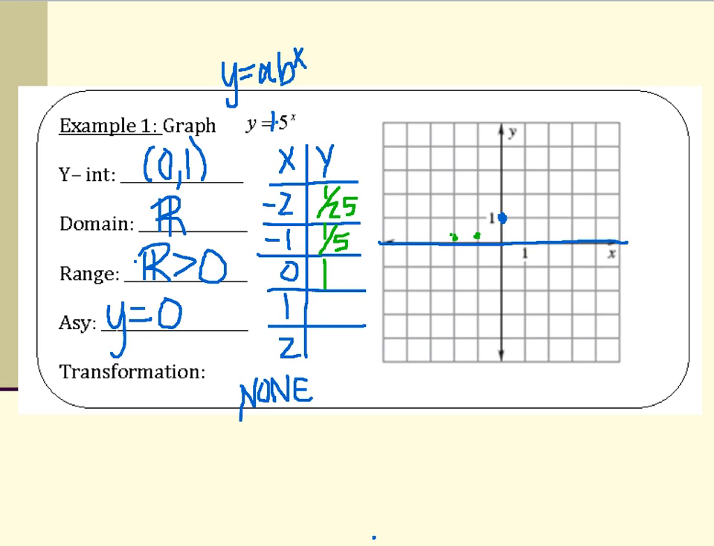We know 0, 1 is an ordered pair on here. 1, 5, if I plug 1 in, I get 5, so I've got the point 1, 5, which is right here. And then if you plug 2 in, it's 2, 25. And that's going to be way off my graph, so I'm not even going to try to graph that. So I'm just going to try and draw my nice, smooth, exponential curve in here. Do the best that I possibly can. And it's going to come close to y equals 0, but it won't cross it and it won't touch it. So there's my graph for the equation y equals 5 raised to the x power.